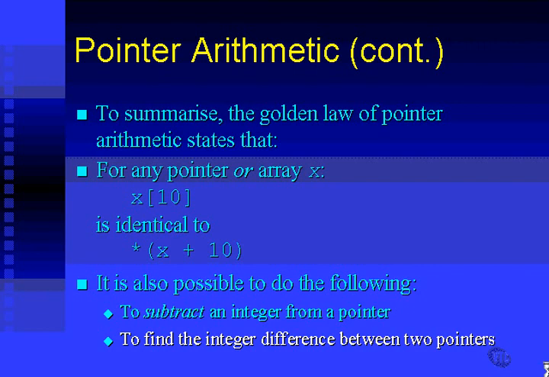And if pointer 1 is 1020 and pointer 2 is 1000, the difference between them is not 20. It depends on what they are pointers to. If they're pointers to chars, then it's 20. If they're pointers to integers, then it's 5. And if they're pointers to structures and those structures are 20 bytes in size, then the difference is 1. Interesting. Let's go and have a look at some examples of that.